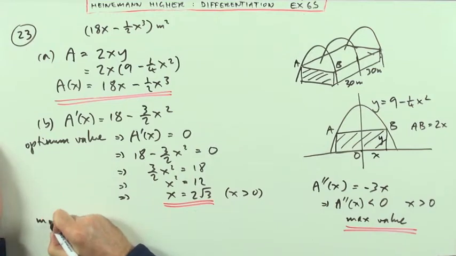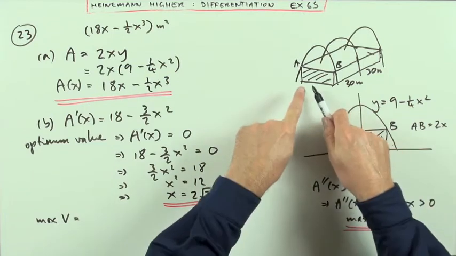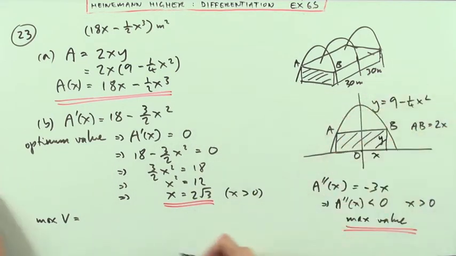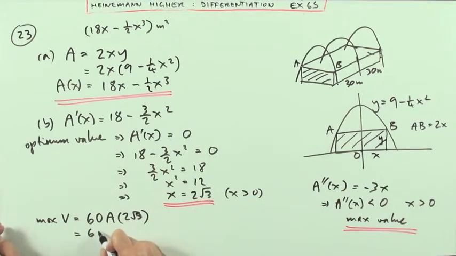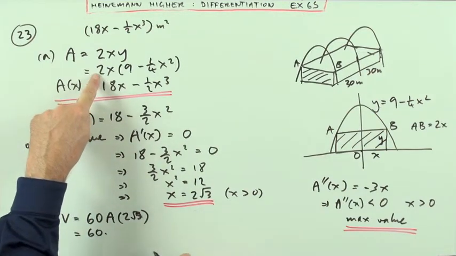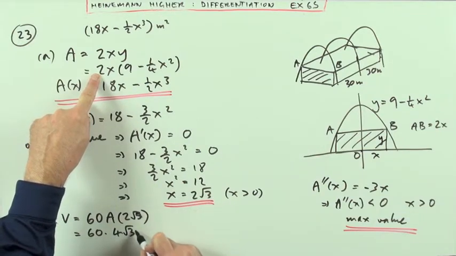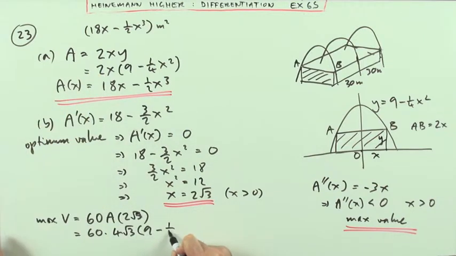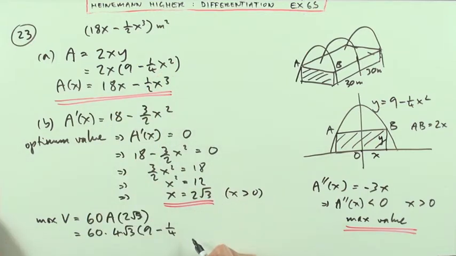So then, that means the maximum volume will be, since it's a prism, area base times height, it will be 60 times the area, will be 60 times the maximum area, which is found when x is 2 root 3. So just got that to work out now. Not left myself an awful lot of room here. So 60 times, now what is the area? It's given by this expression, or I could use that expression. So it's going to be 2 times this value of x. So it's going to be 4 root 3, bracket, 9 minus a quarter of, again, 2 root 3 squared.